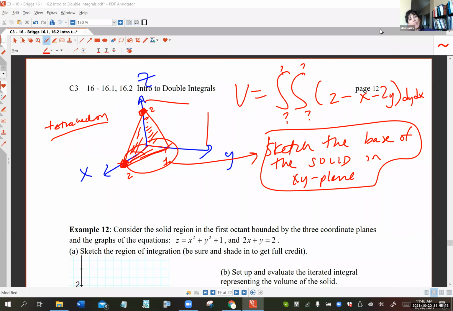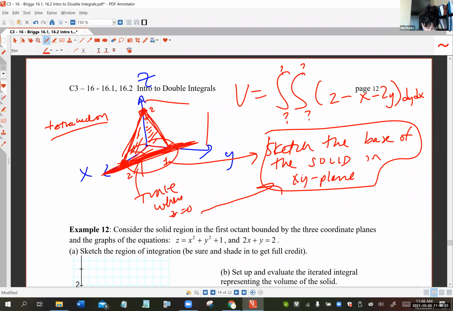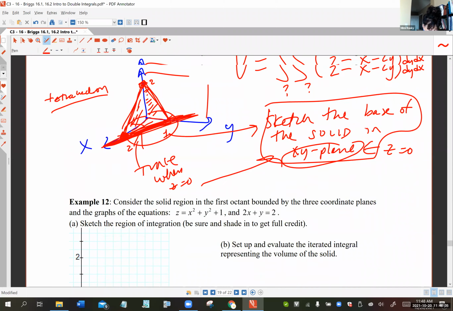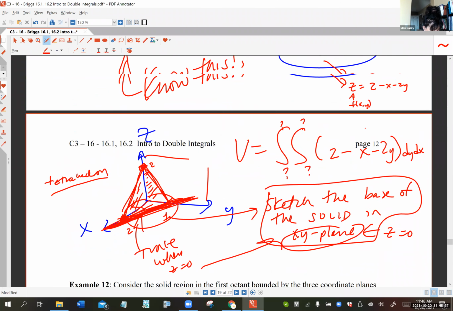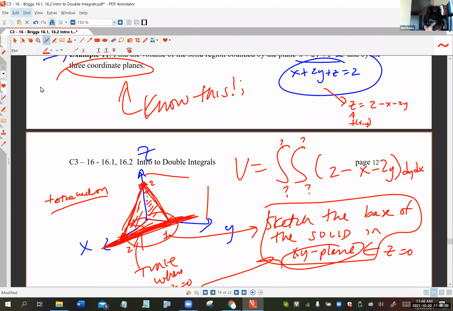Sketch the base of the solid. Well, how do we sketch the base of the solid? Well, look at it. When this plane, which I drew part of, cuts into the xy plane right there, that's the trace. That's when z is equal to 0. z equals 0 in the xy plane. Okay, xy plane means z equals 0. So then what? Well, then you get another piece of paper.